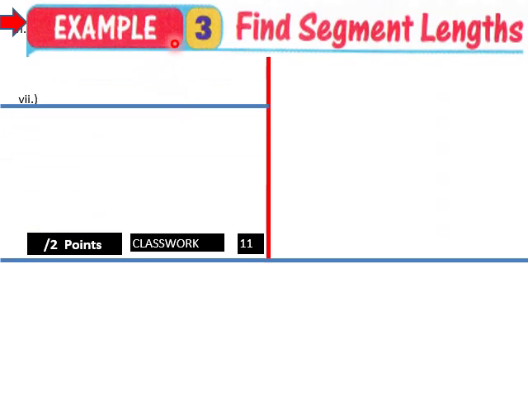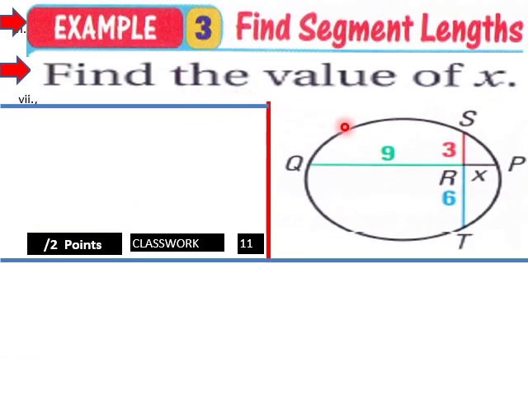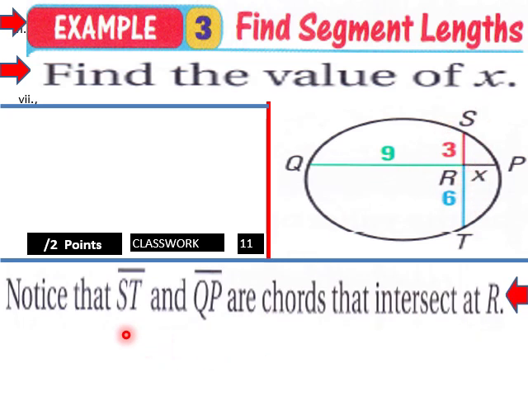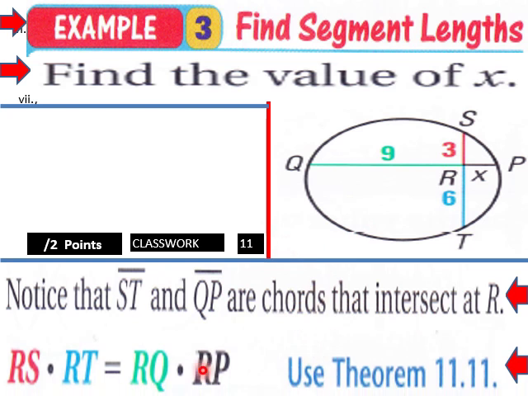Well, example 3, find segment length. So find the value of x. We're trying to find this here. We know this, we know this, we know this. So we got 3 out of 4 here. We need to find x. So notice that ST and QP are chords. Yes, they're chords that intersect at R. Here's our intersection point there at R. So RS times RT equals RQ times RP. We know that by using 11.11.